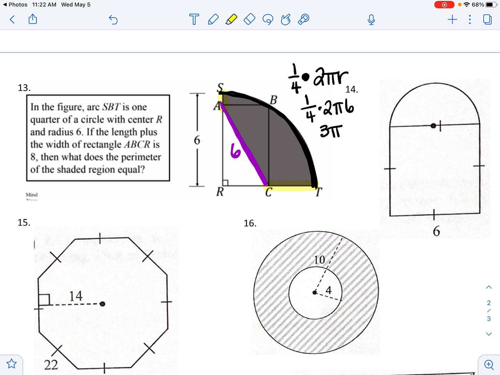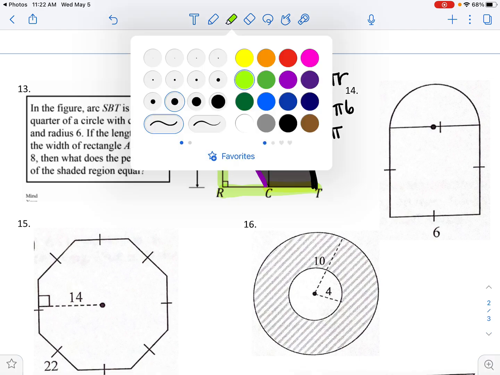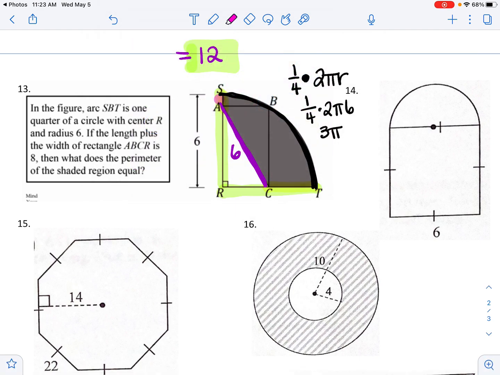This is where I completely blew my own mind. This is a radius, correct? And this is a radius. So that is a total of 12. The green section is a total of 12. Now, that is going to be equal to, we know that this section right here is the radius minus the length.